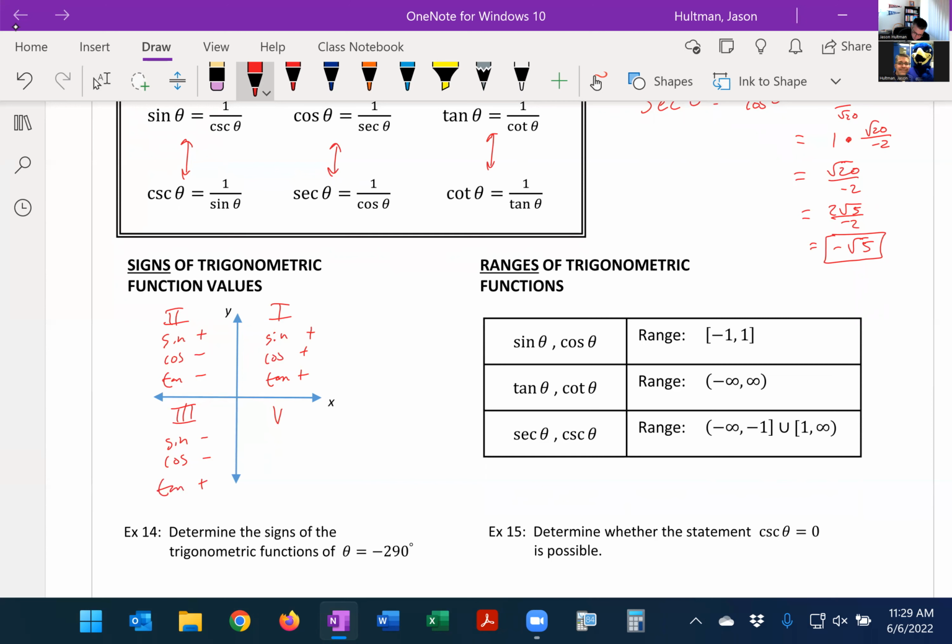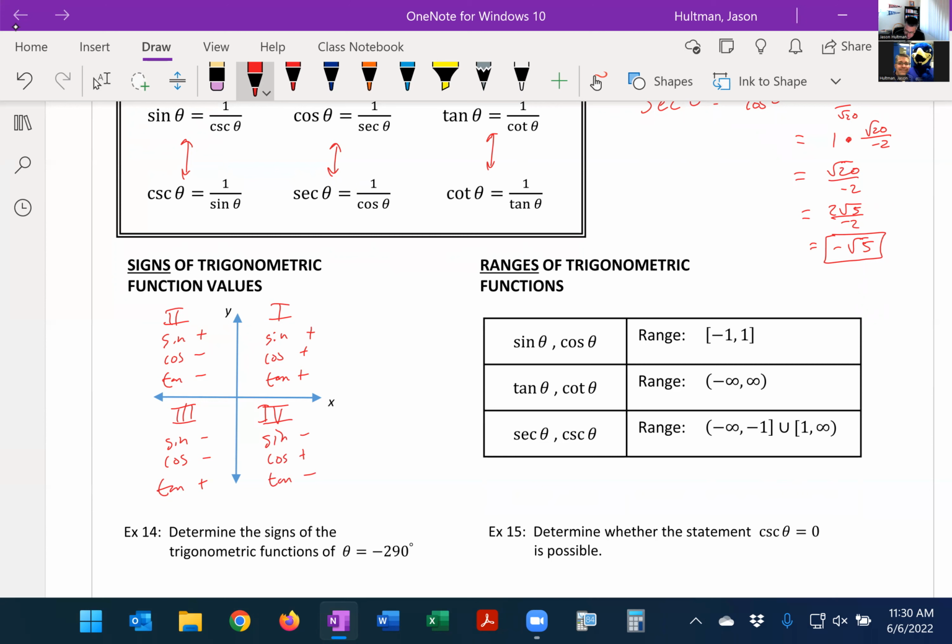And in quadrant 4, the sine, which is the y value, is negative. The cosine, which is the x value, is positive. And the tangent is negative because there's one negative and one positive.